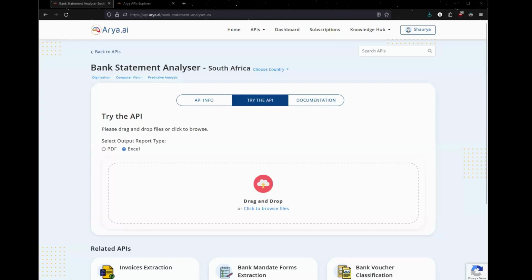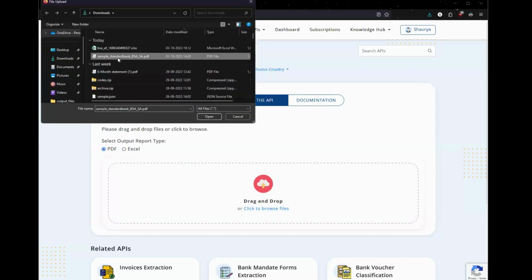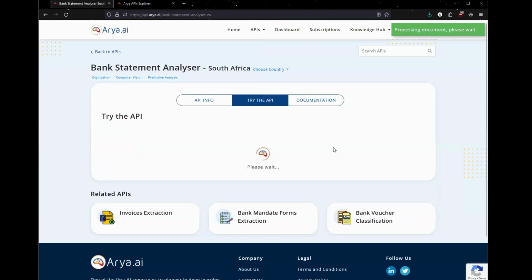Yeah, so I showed you the output analysis for the Excel report. I'll quickly also show the output analysis for the PDF report for your reference. Just give me a moment. Again, you can just choose the PDF output report type here. Drag and drop again the same statement, Standard Bank of Africa, South Africa. In the meantime, I'll also check out other questions while it's uploading.